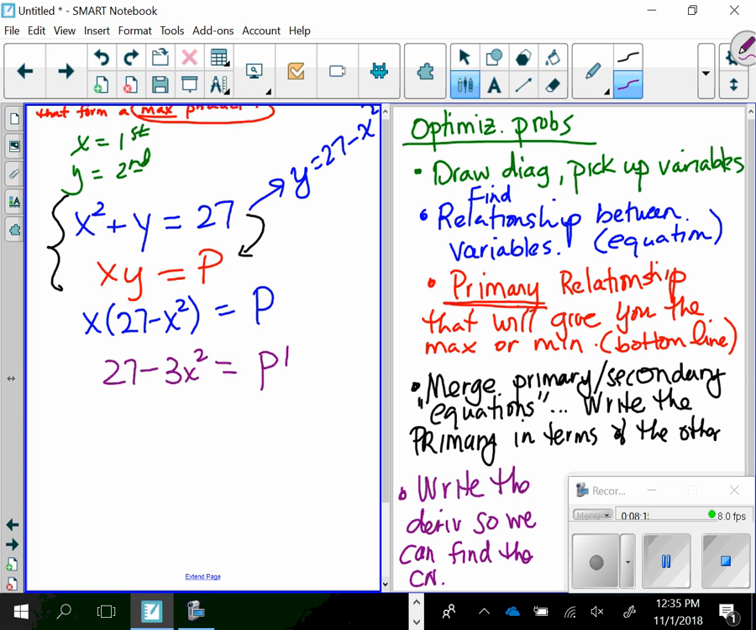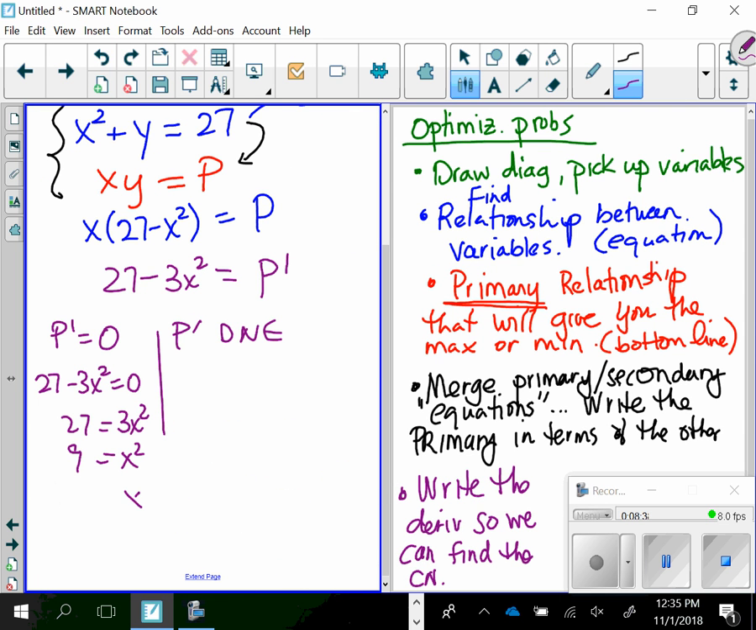Everybody get that? Okay, now, where do you find the critical numbers? P prime equals 0 or P prime does not exist. P prime is 27 minus 3x squared equals 0. 3x squared equals 27. X squared equals 9. X equals plus or minus 3. Those are critical numbers. Where does P prime not exist? It always exists.